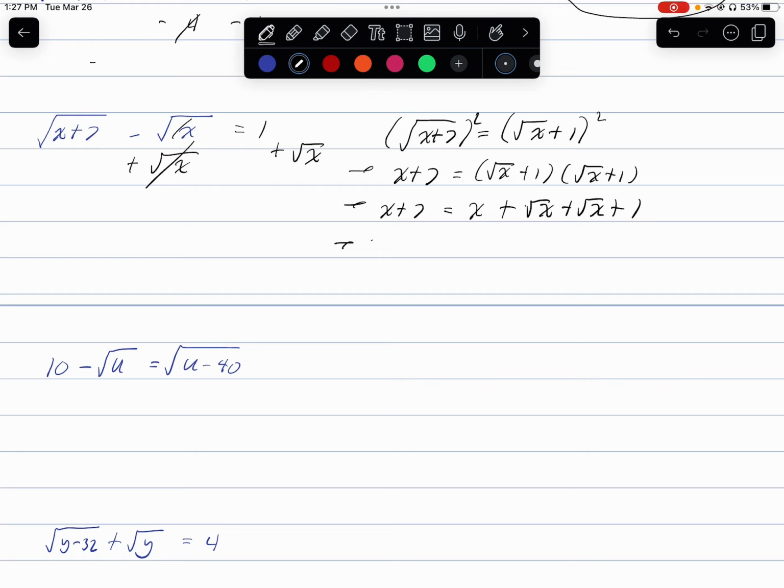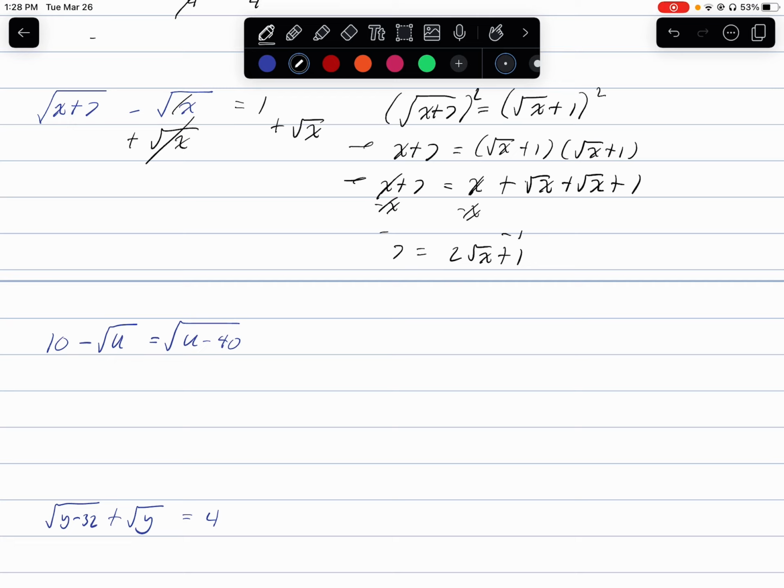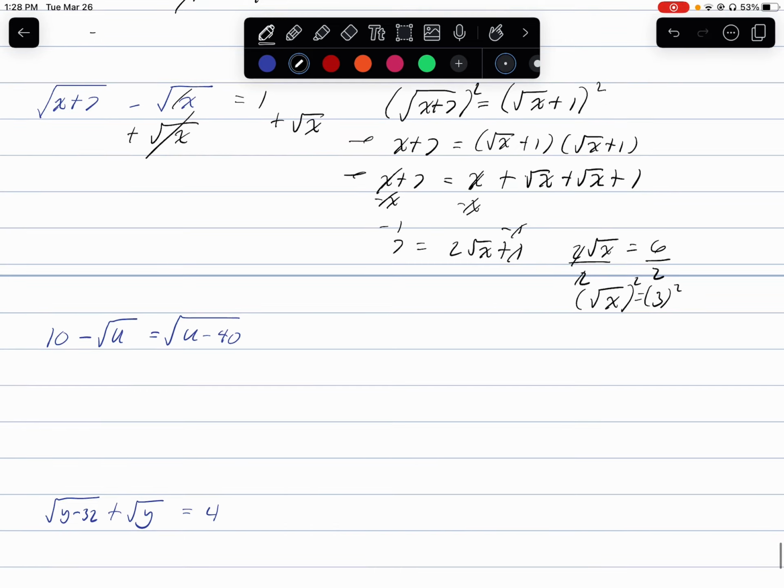Let's start combining like terms. If we move this x from here to here, these will actually cancel. And so now we have 7 is equal to 2 times the square root of x plus 1. Then we can take 1 away from both sides, and we get that 2 times the square root of x is equal to 6. So we can divide both sides by 2. We get the square root of x is equal to 3. Then we can square both sides, and we're going to get that x is equal to 9.